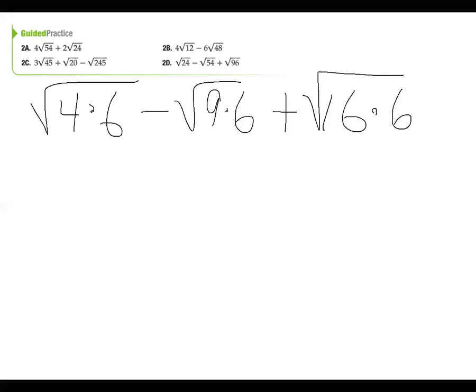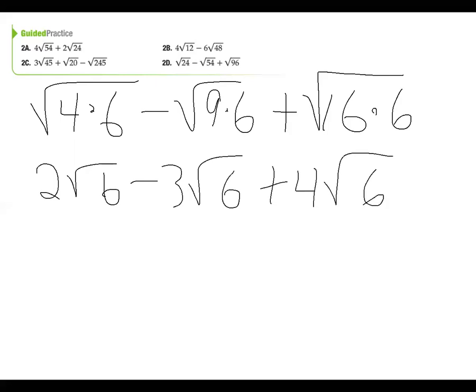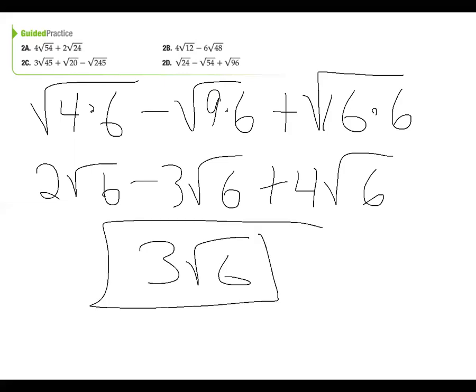So I got 2 square root 6 minus 3 square root 6 plus 4 square root 6. So that gives me 3 square root of 6. 2 minus 3 is negative 1, plus 4 gives you 3.